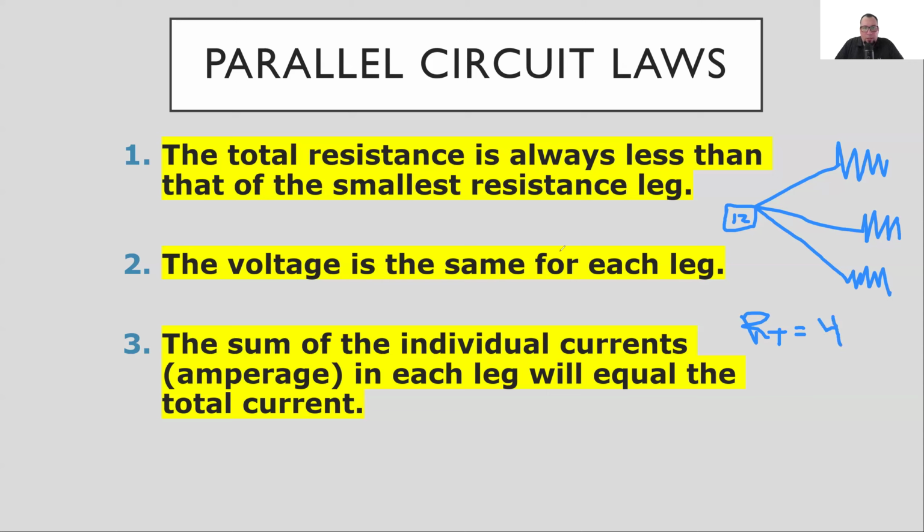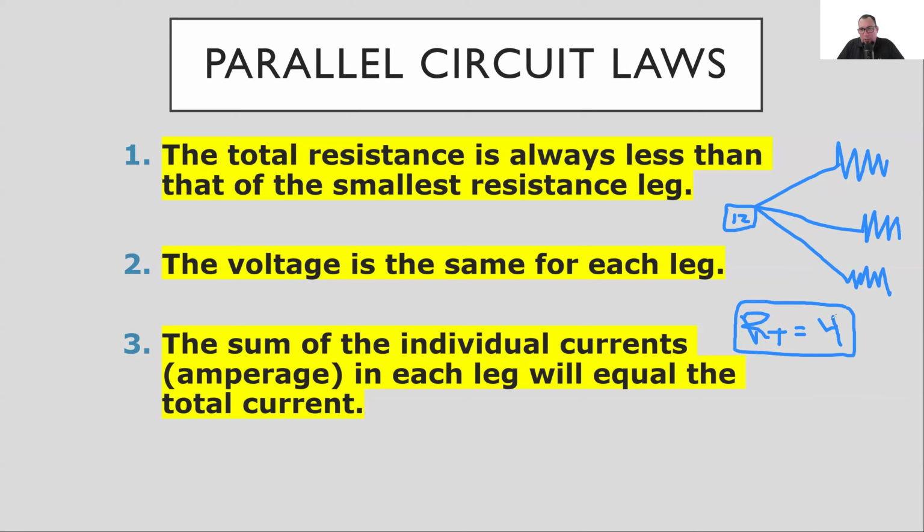Okay. Now, in this instance here, I haven't given you the value of each resistor just yet, but let's look at the law. The total resistance is always less than that of the smallest resistance leg. So our RT, in this instance, what I gave you is 4. So that means that the value of these three resistors cannot be less than 4.